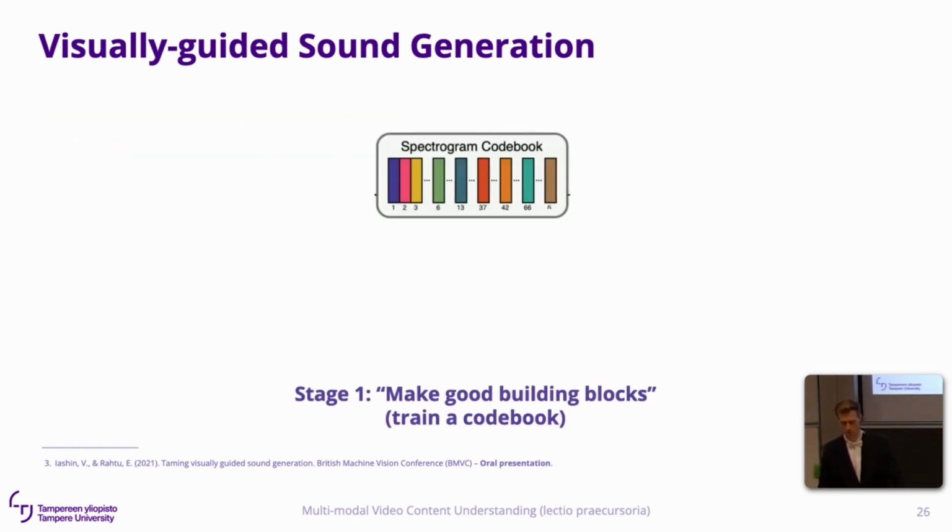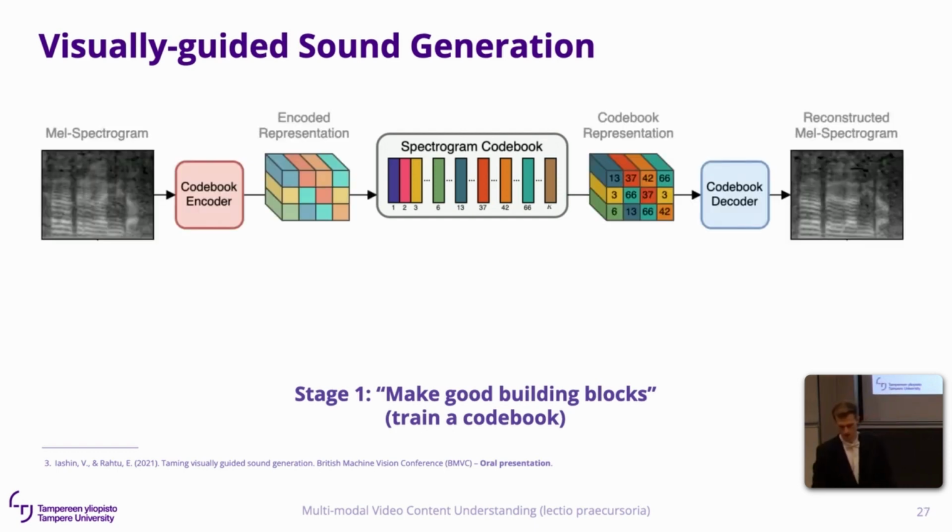How do we make good building blocks? Let's train a spectrogram codebook. This codebook is trained as a part of an autoencoder. This should remind you of the vector quantized variational autoencoder. We actually use a variant of VQVAE called VQGAN. This is how we train good building blocks. At this stage, I would like to highlight that it's important to do a good job because it provides us with an upper bound on the performance of the second stage.